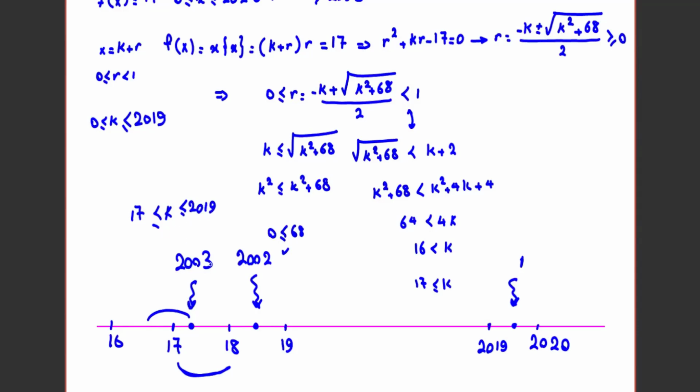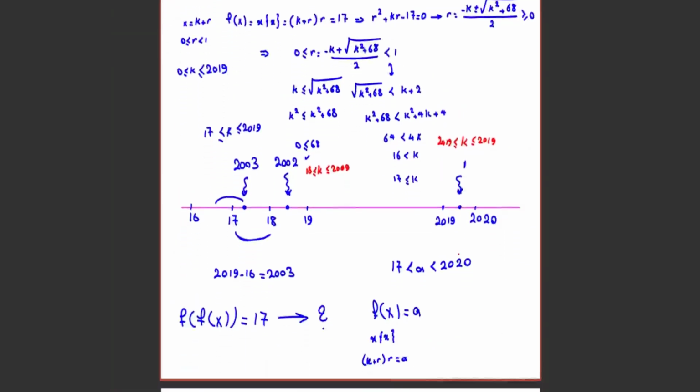Again, it will be 2003. For the next one, K should be at least 18 and less than 2019, right? And you can continue like this, right? And for this one, K is at least 2019 and at most 2019, so it will be 1. So can you tell me here the answer will be what, 1 to 2003?